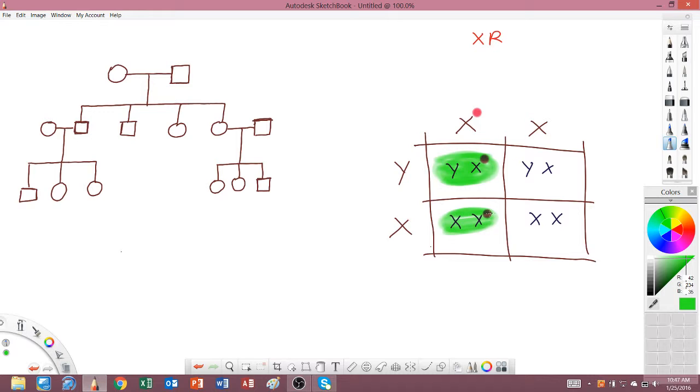So for a female to have a disease, the father must be diseased, and the mom, minimum, has to be a carrier. So the father can't be a carrier? No, because he can't be a carrier. He should be either diseased or not diseased. Okay.